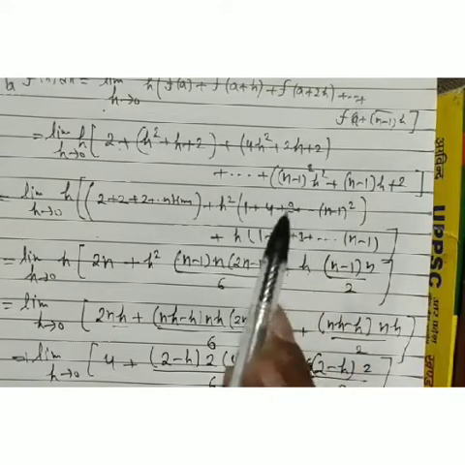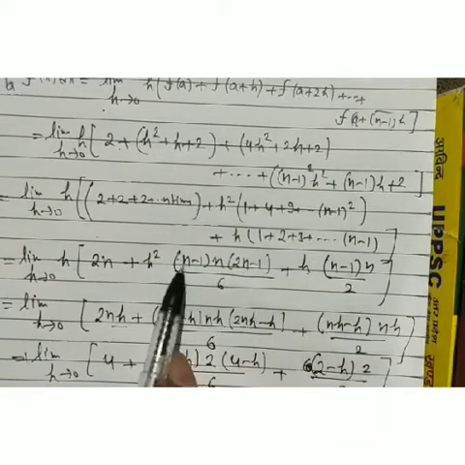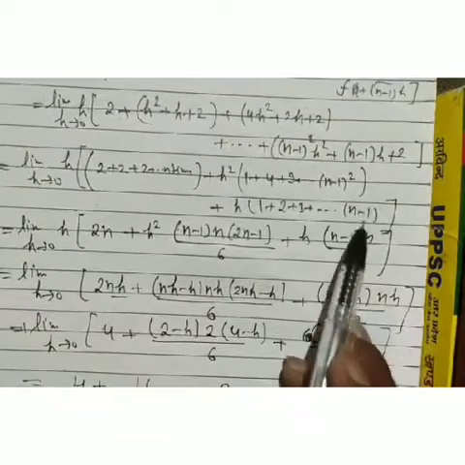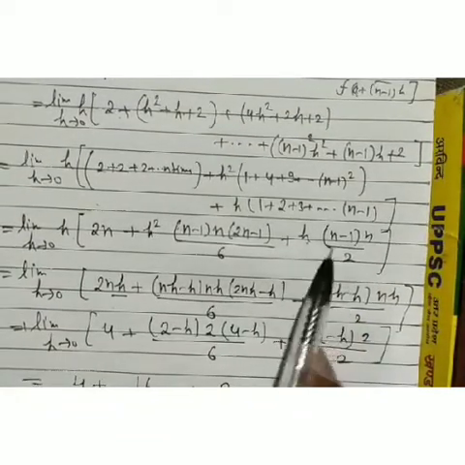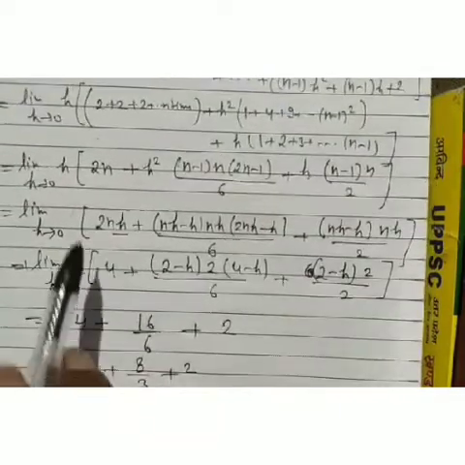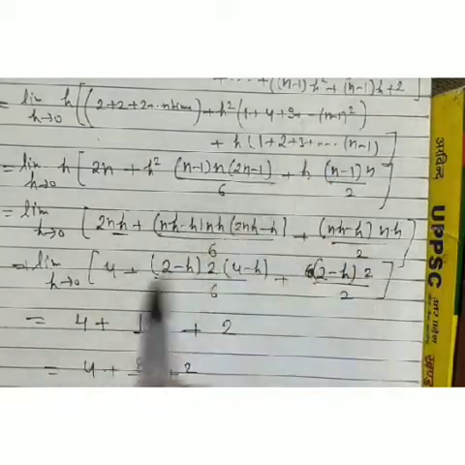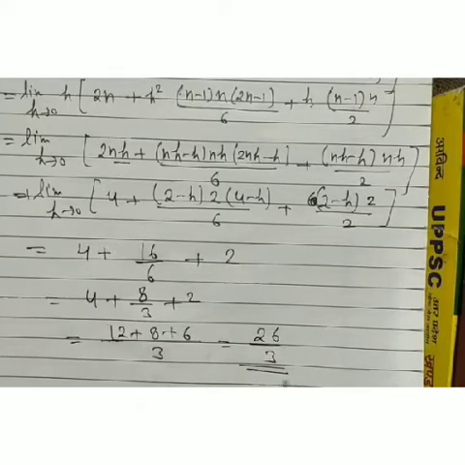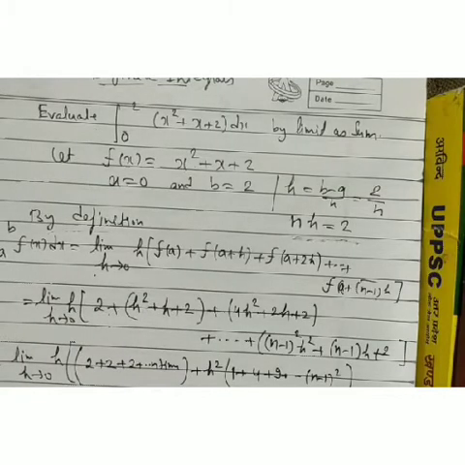Then I discussed this yesterday. You have to learn this series. Then we put the value of this series, which is n minus 1 into n into 2n minus 1 by 6. And the sum of the first n minus 1 terms is given by n minus 1 into n by 2. Now after that we have taken this h inside, and in the place of nh we put 2 there, and then we simplify and get the value of this integration over 0 to 2 of x square plus x plus 2 dx as 26 by 3.